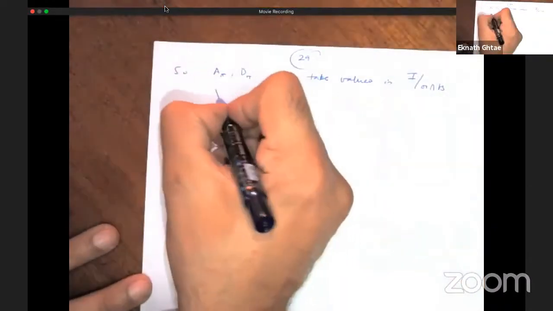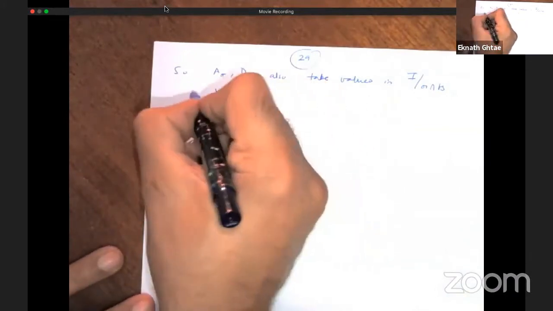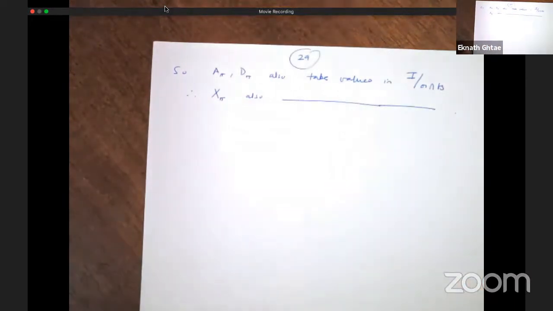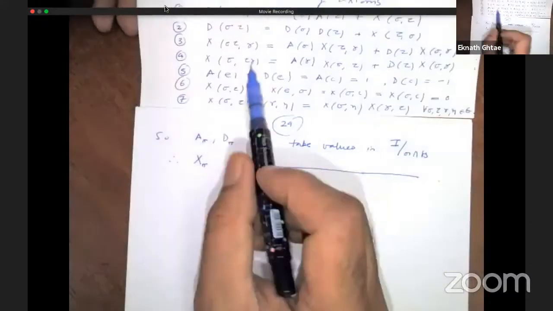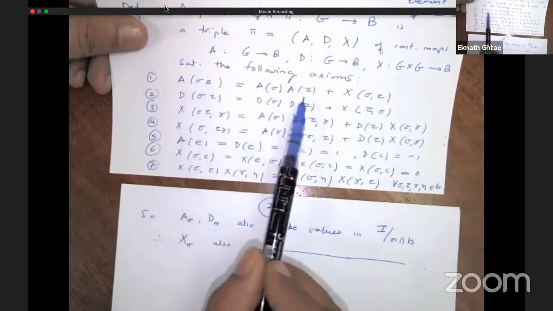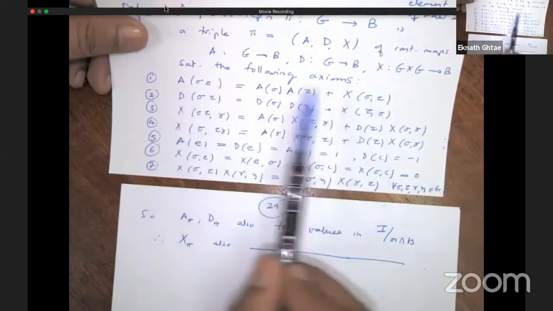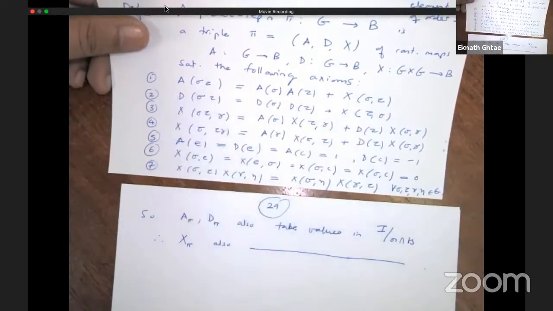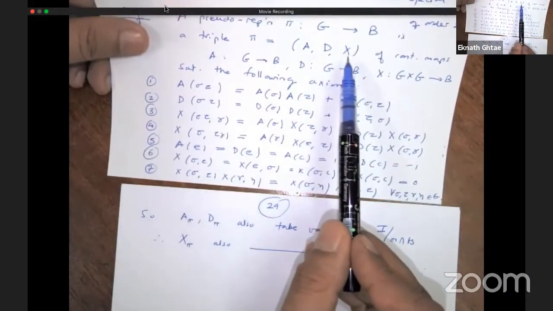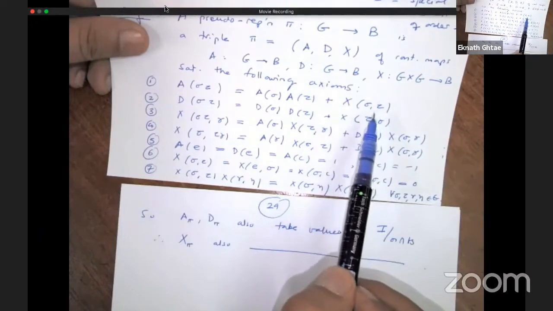Well, I'm finally claiming that X of pi also takes values in this. And why is that? Well, for that we go back to one of our axioms of pseudo representation, and I think it's just the first one, for instance. If you look at the first axiom for pseudo representation here, right? If A takes values in some ring, then X clearly takes values also in that ring. In fact, I should have made the remark that when you define a pseudo representation, you don't even have to include X in the definition, because X is completely determined by A.